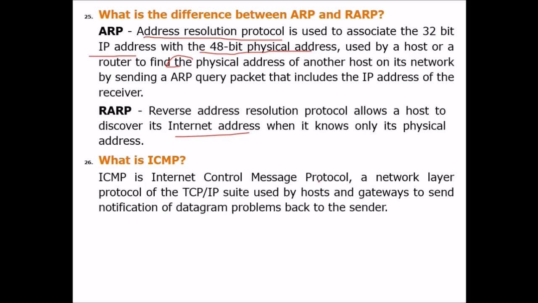What is ICMP? ICMP is Internet Control Message Protocol. This is a network layer protocol of the TCP/IP suite used by hosts and gateways to send notification of datagram problems back to the sender. So if some problem is there, ICMP is always there for your rescue.